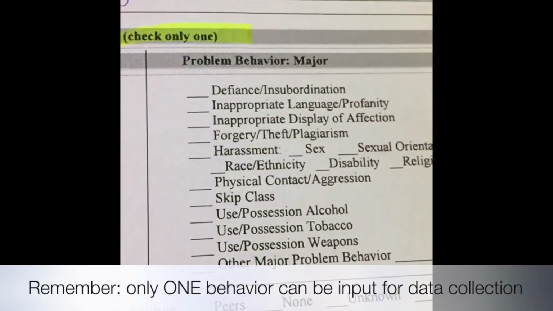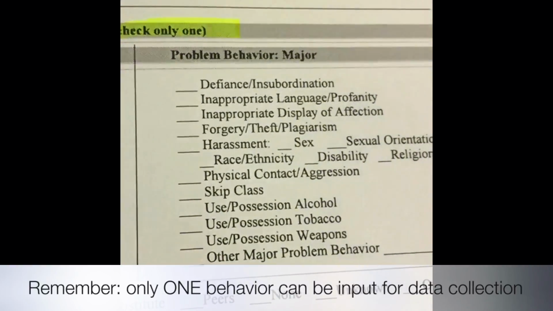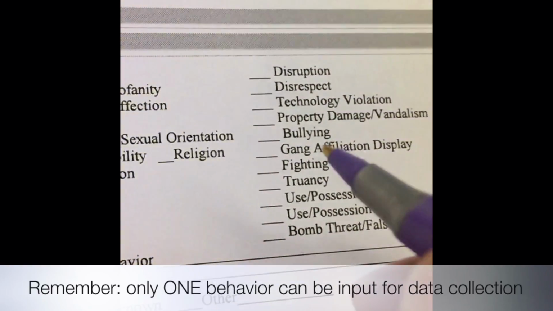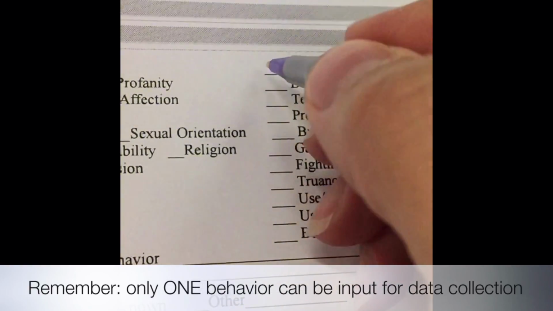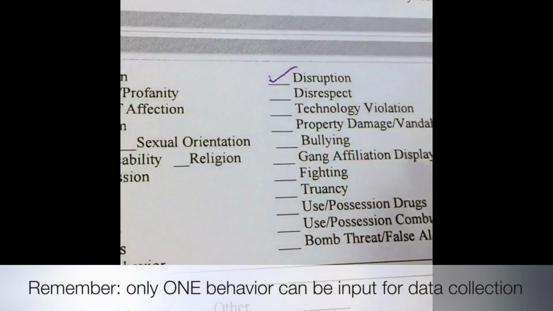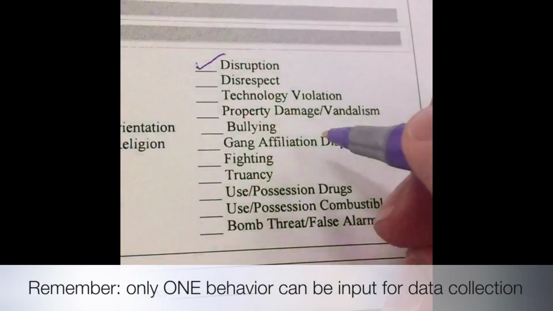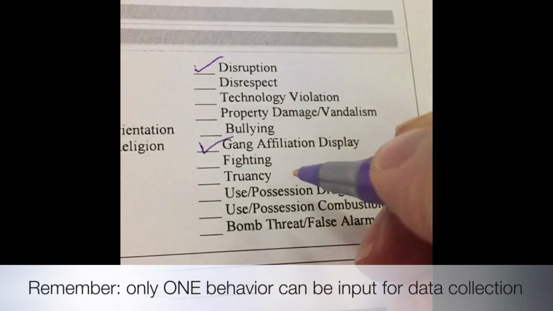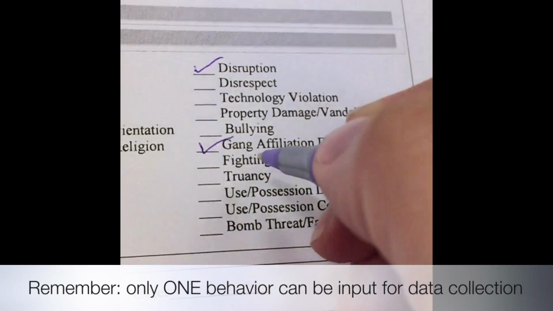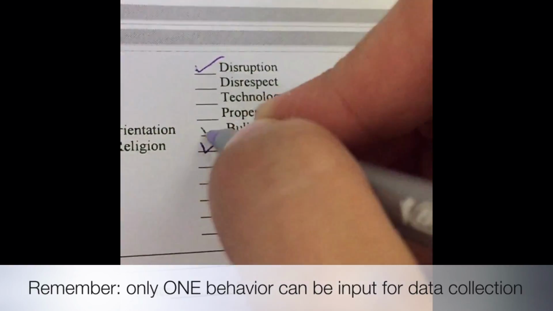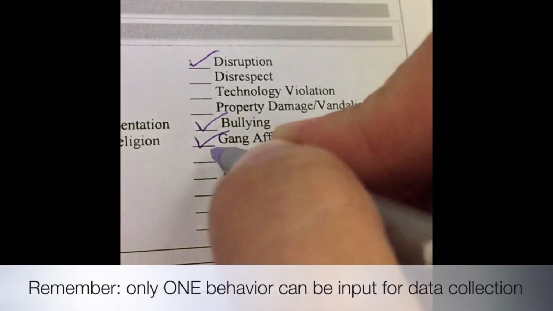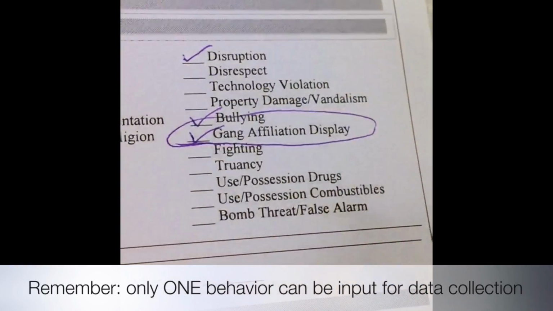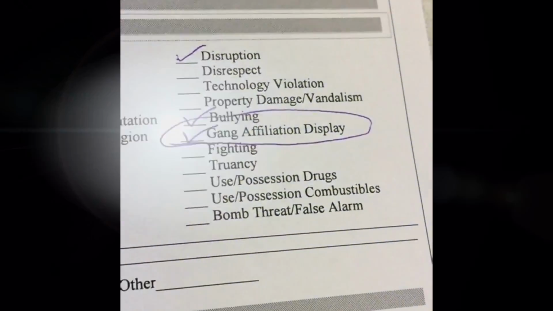So if a student exhibits multiple behavioral problems, please at least circle the one problem that you believe needs to be recorded for data purposes. You can check off as many as you want as long as one is circled to indicate which one gets entered. In our Anakin Skywalker example, Anakin was not only a classroom disruption, but he was also bullying and was associated with a gang, the Jedis. Since gang affiliation display is the most serious, that is the one that will be circled and recorded.